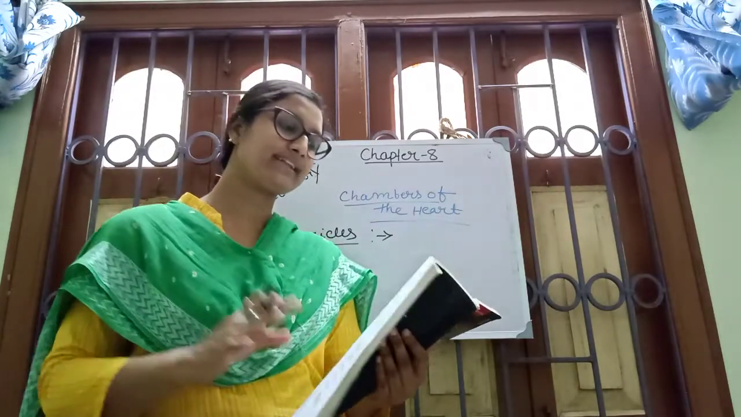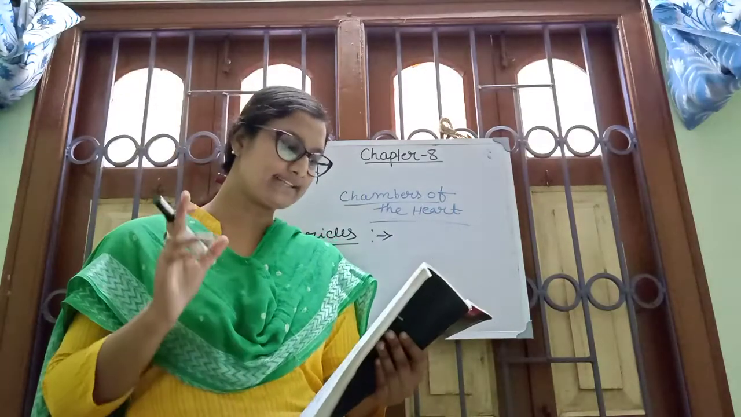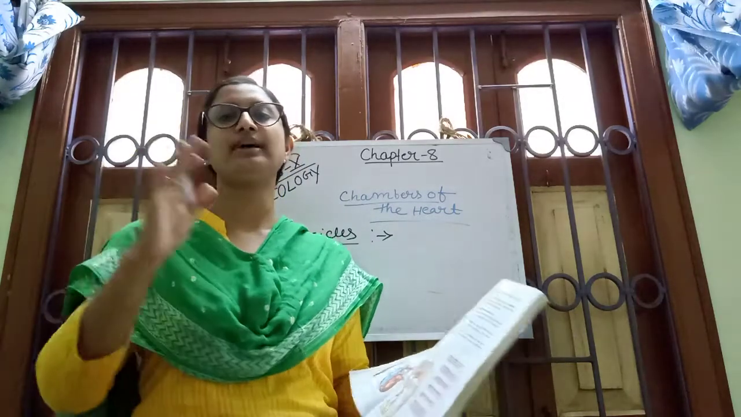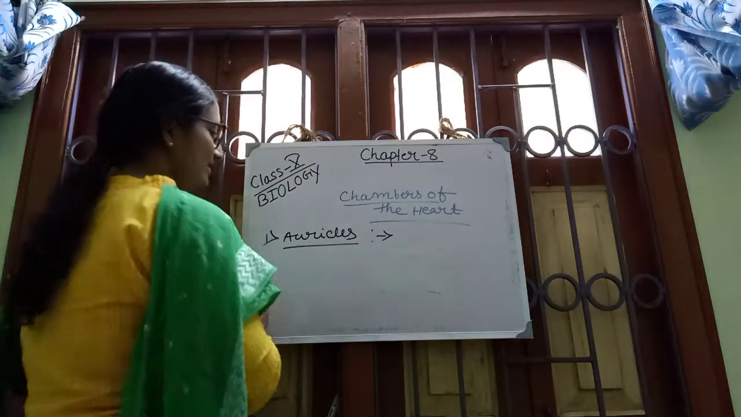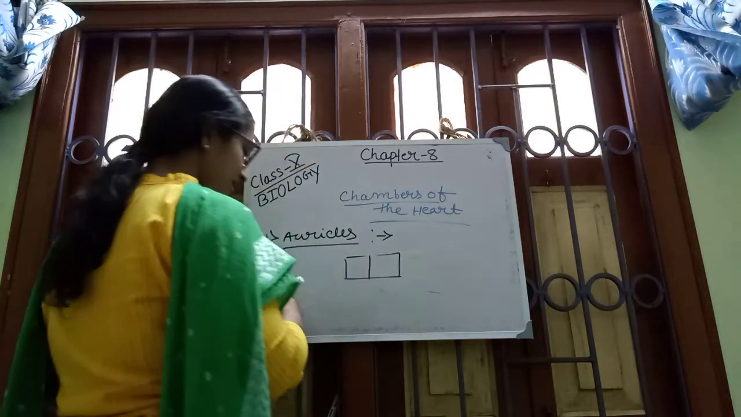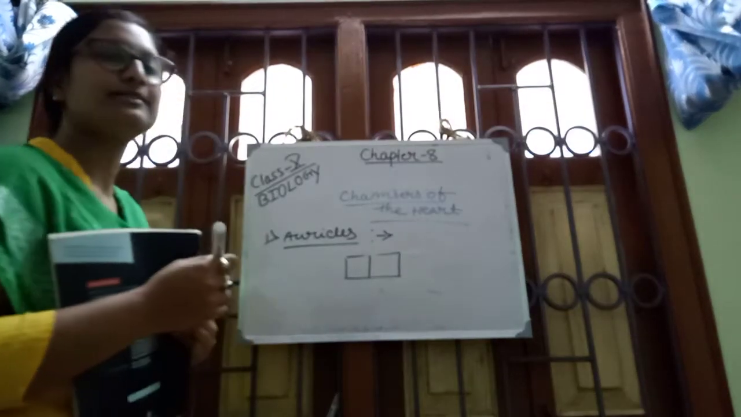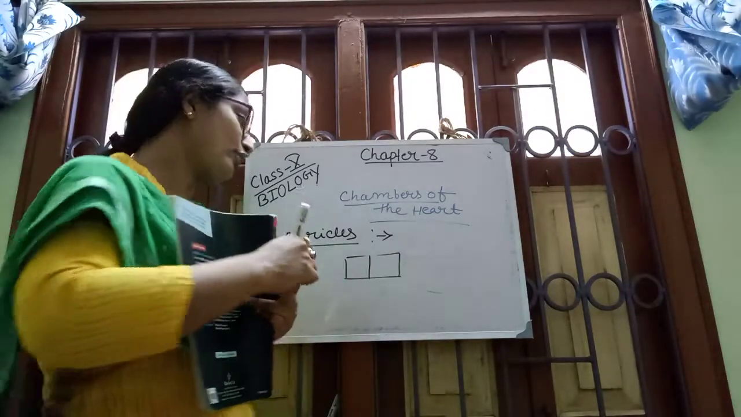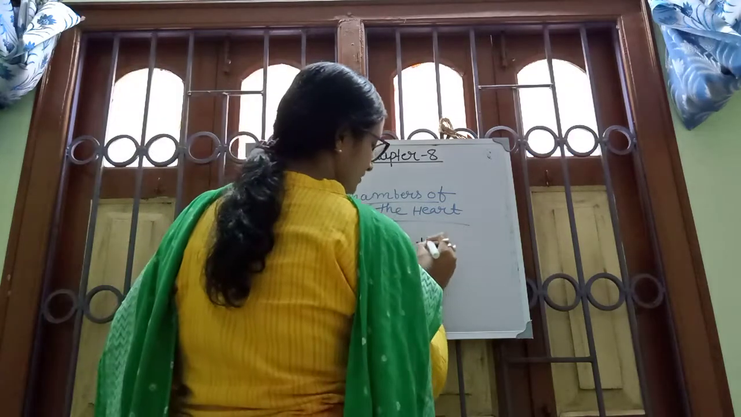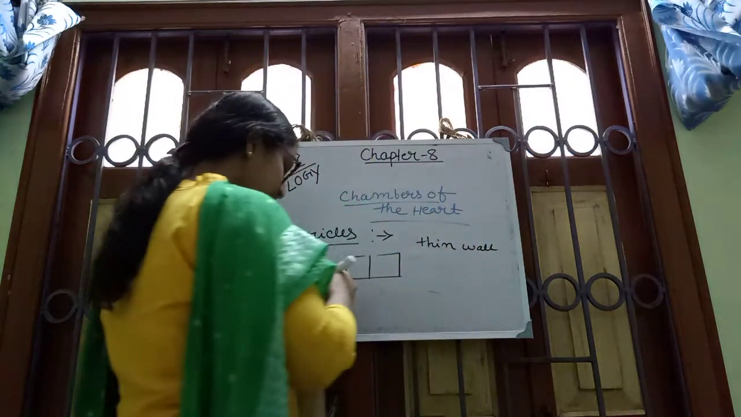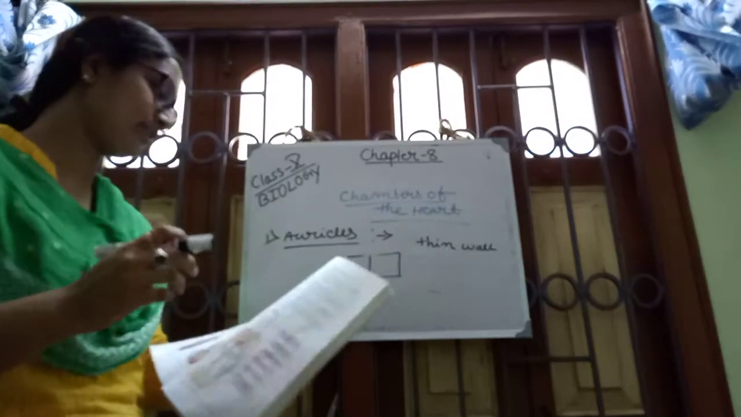The auricles are thin-walled chambers, and they are separated by the interauricular septum. Both auricles are separated by the septum. This is called the interauricular septum. These auricles are thin-walled.